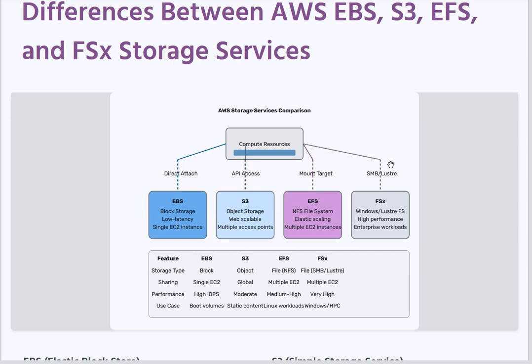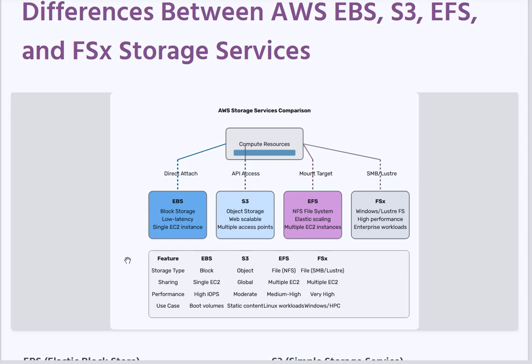And then FSx: SMB and Lustre, a Windows or Lustre file system, basically used in high performance enterprise workloads. It's a little bit of an expensive option. So in here underneath, we have the feature, storage type, how it can be shared, what sort of performance there is, and a use case.